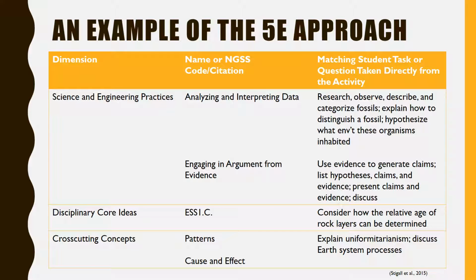This is a table that is modified from the Stigl et al. 2015 article. We'll see the example lesson broken down by dimensions of the Next Generation Science Standards and the related tasks. For instance, science and engineering practices, such as analyzing and interpreting data and engaging in argument from evidence. Disciplinary core ideas, such as the geologic timescale interpreted from rock strata, provides a way to organize Earth's history. Analyses of rock strata and the fossil record provide only relative dates, not an absolute scale. And of course, crosscutting concepts such as patterns and cause and effect.